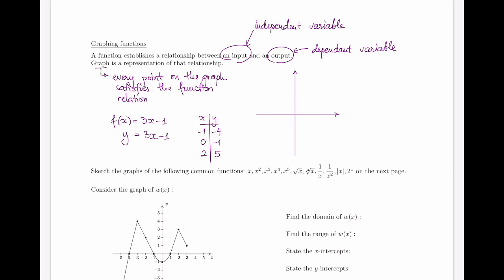The table of values gives me pairs of points that correspond to the function's graph. So at x equals -1, I have -4. So this point right here. When x is 0, y is -1 right here. When x is 2, y is 5.